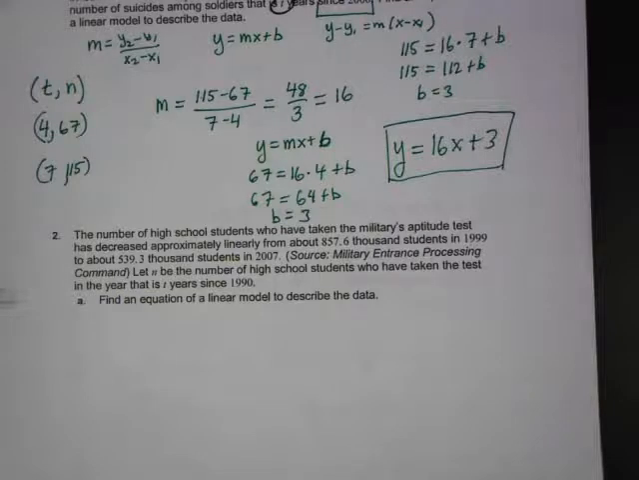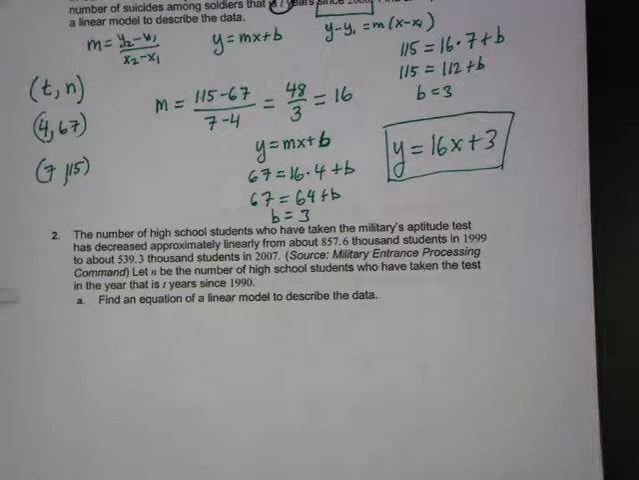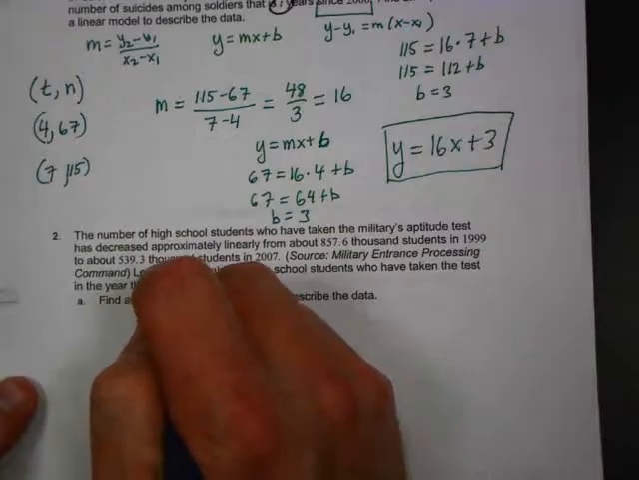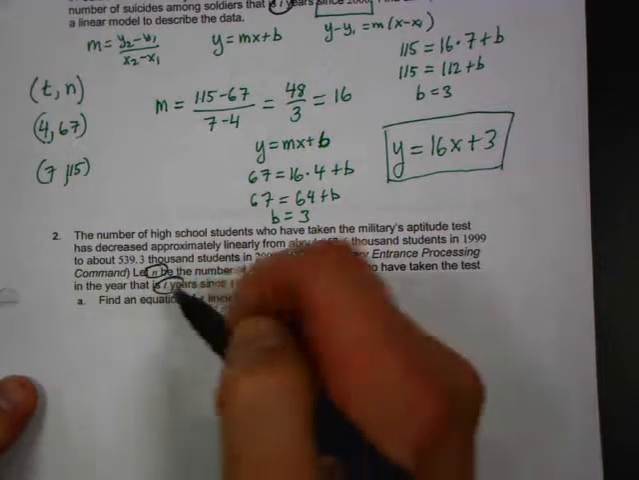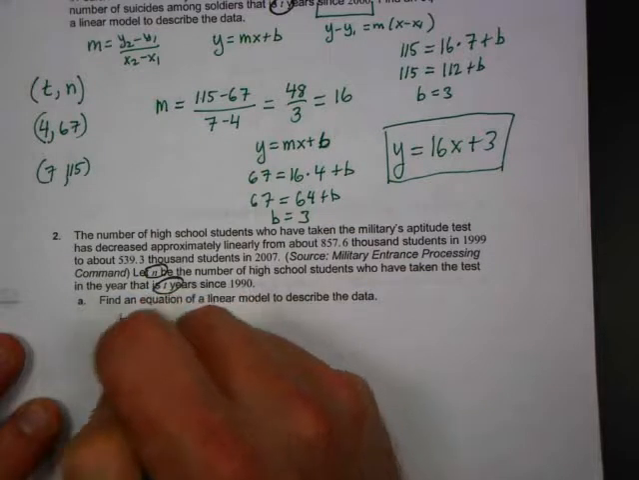Okay, again, same process. I see the words find a linear model. That tells me I'm going to make an equation. And what formulas am I going to use? The same formulas I used last time, the mx plus b, the slope formula, or maybe the point slope formula. Once again, I see that I have 2 letters. Happens to be the same 2 letters as last time, t and n. So which one is x? T. So t comma n.